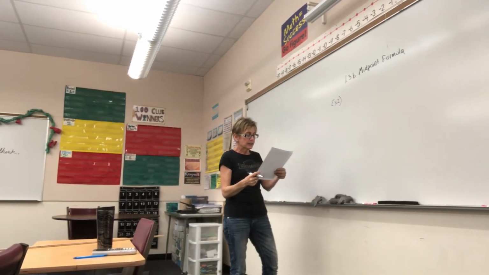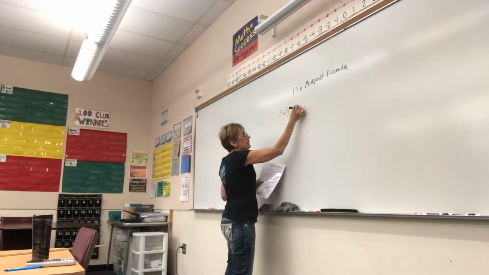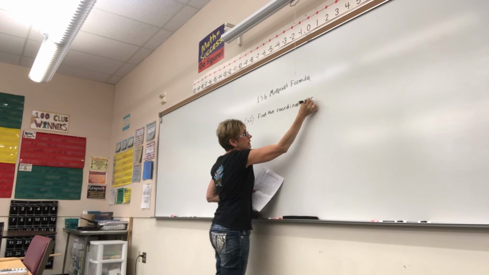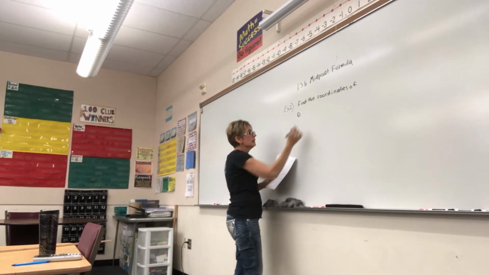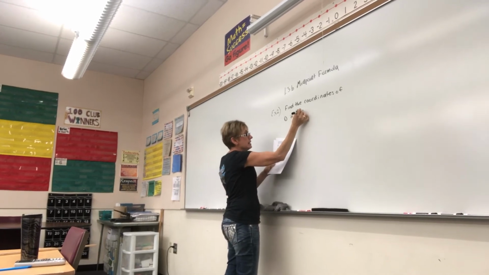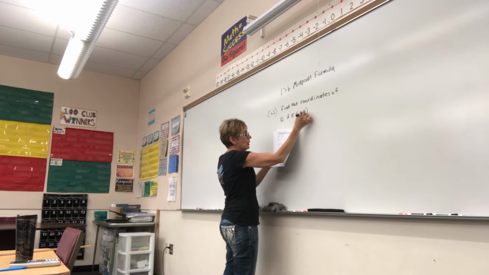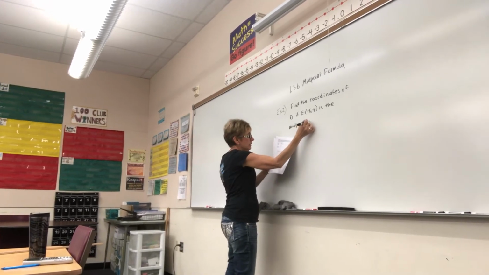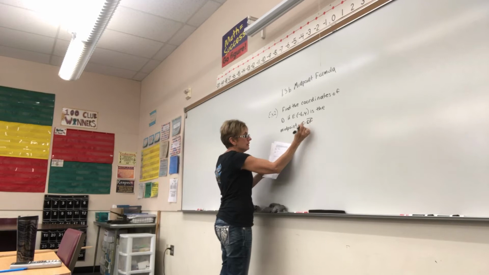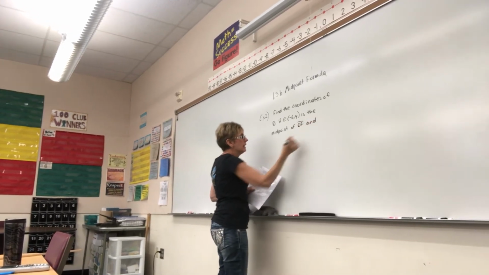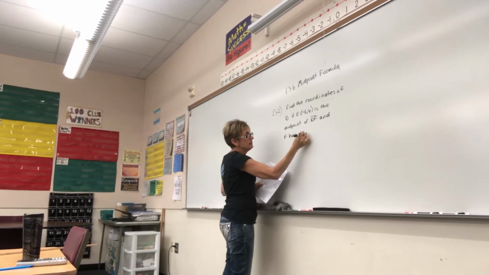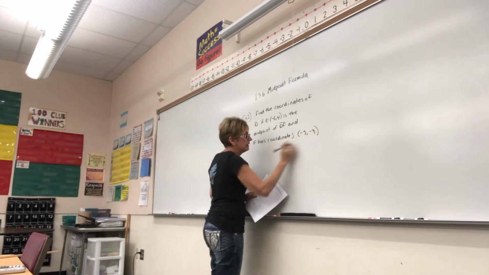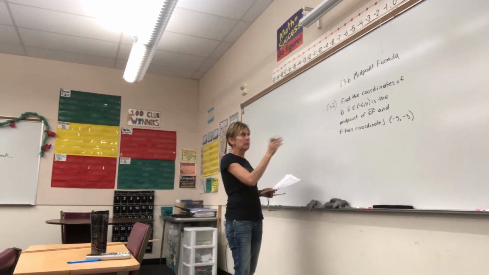And what we're gonna write down is: find the coordinates of D if E, which is at -6, 4, is the midpoint of DF and F has coordinates -5, -3. Now that's a mouthful. You might want to pause it and kind of write that down.